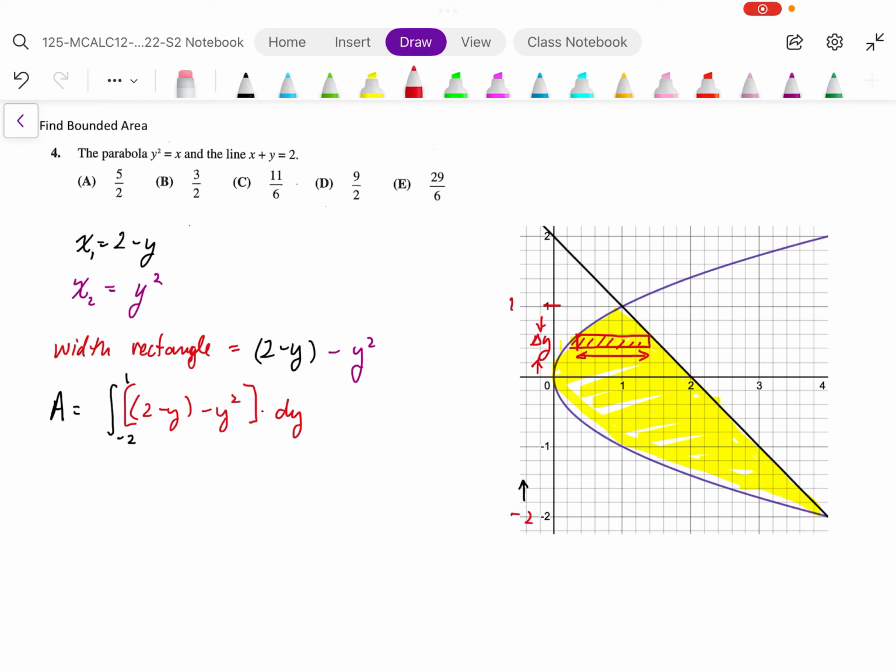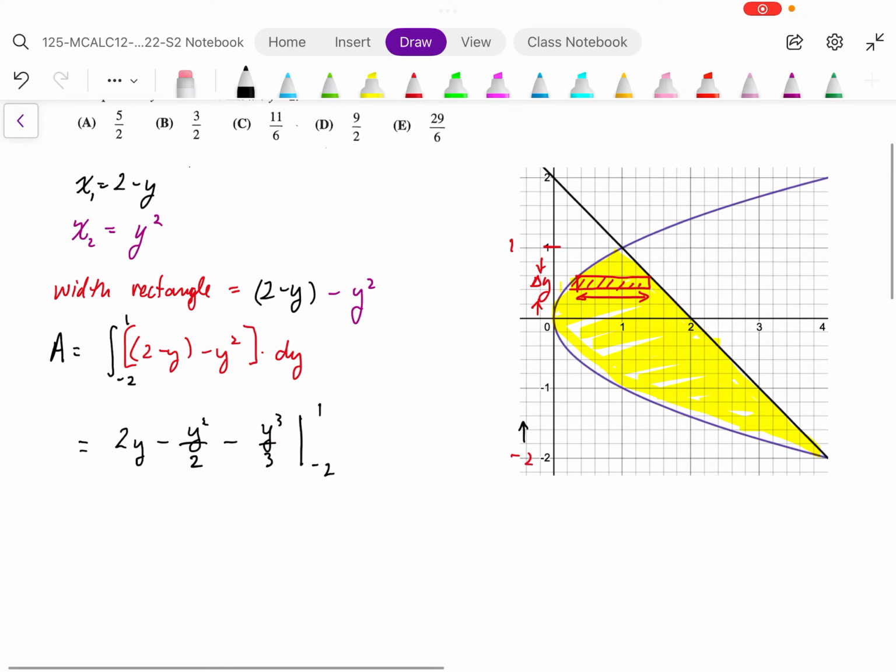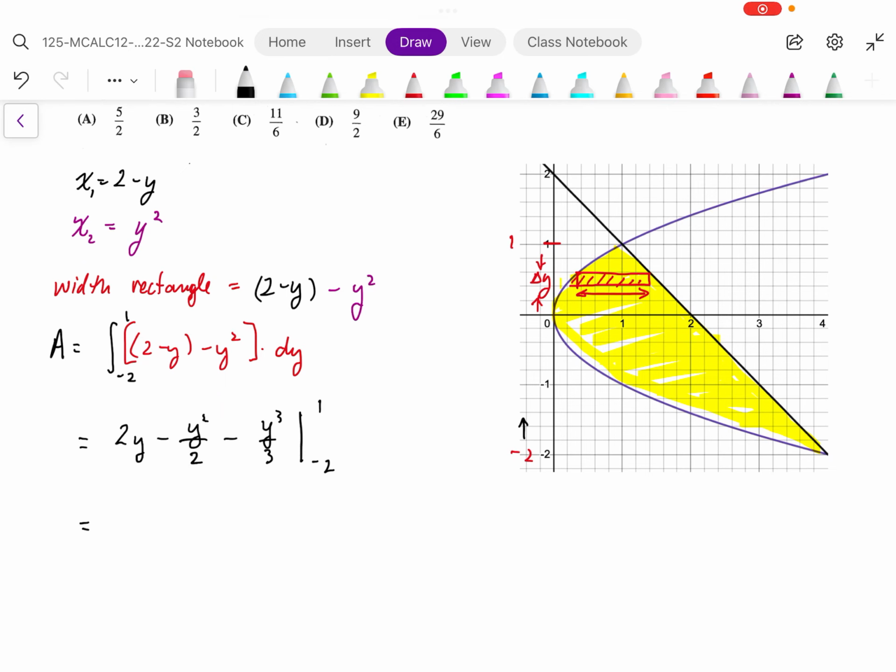If I take a look at that, it's consistent with y, so I'm integrating y's with dy's. My bounds are in terms of y, so everything is consistent, so this should work. So I'm going to go ahead and anti-differentiate this. I'm going to get 2y minus y squared over 2 minus y cubed over 3, and I'm going to integrate it from -2 to 1. I'm going to plug in my bounds here.